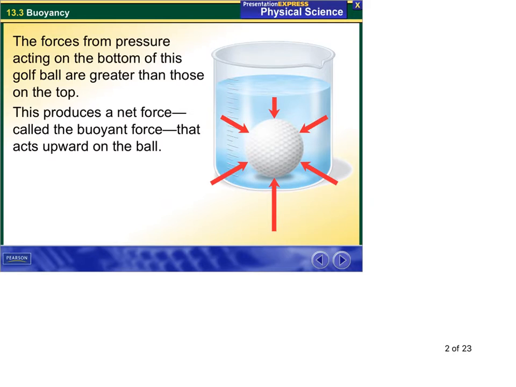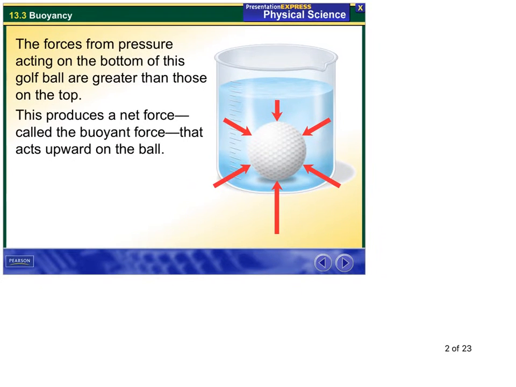So, showing top pressures smaller than bottom pressures. Pretty much side pressures end up canceling out, and we get a net upward force.